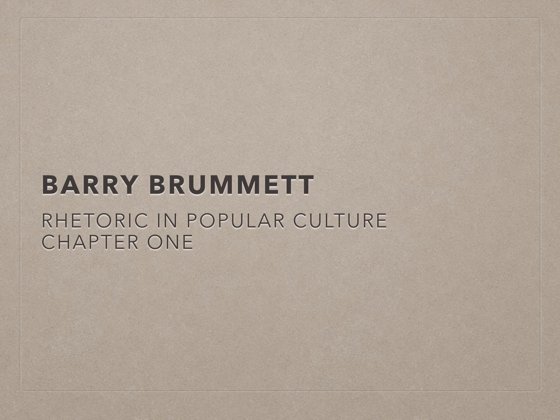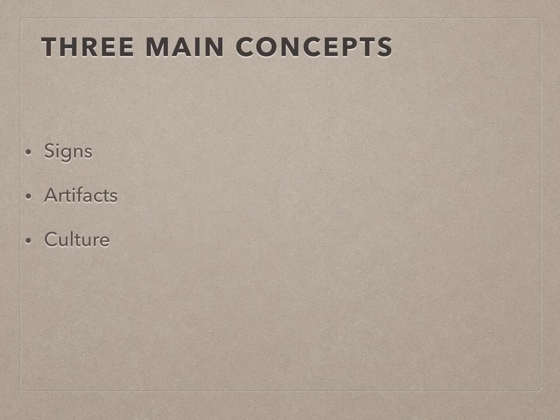I'm going to focus today on Barry Brummett's Chapter 1 in Rhetoric in Popular Culture. As you're reading the readings for this class, I recommend a strategy for doing the reading is to go through the chapters and highlight the main concepts or the main keywords. And again, not just every single word, but the ones that are really shaping everything. So for me, the most important of those concepts in this chapter are signs, artifacts, and culture. You've read the material, so I'm just going to elaborate a little bit on what each of these means.